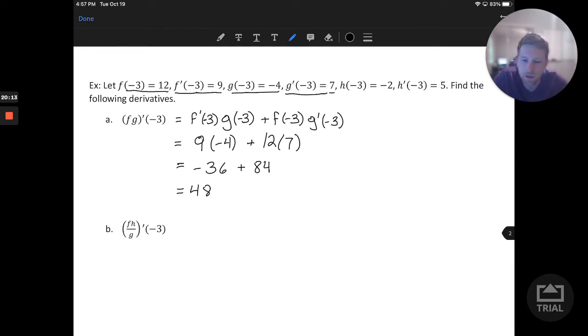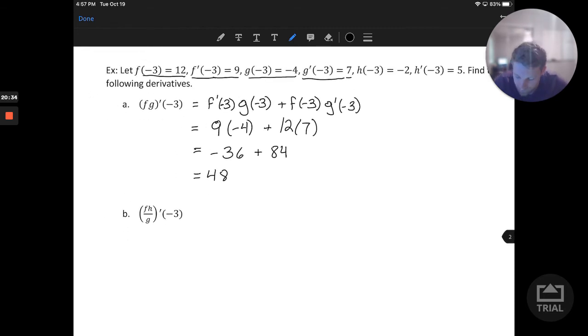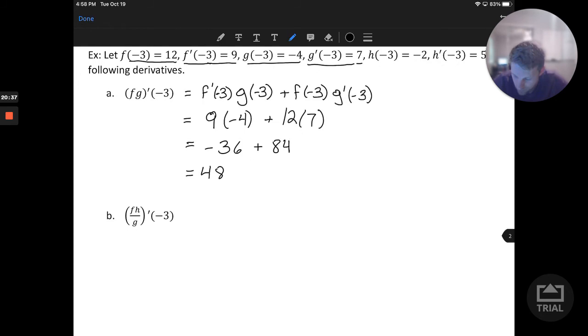Now, the second one is going to be a little trickier because we have f times h divided by g primed evaluated at -3. So here we're going to have a little more complex derivative to work out, but I think we can do it. So let's dive into part B. I want to kind of approach this in terms of a quotient rule, where we have some f function times h function in the numerator, and a g function in the denominator.